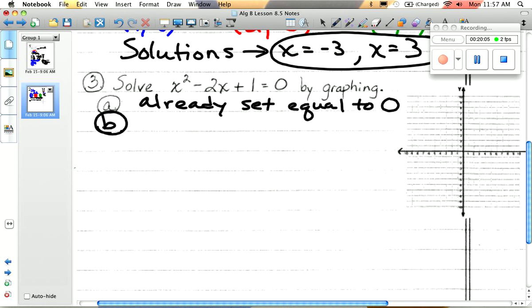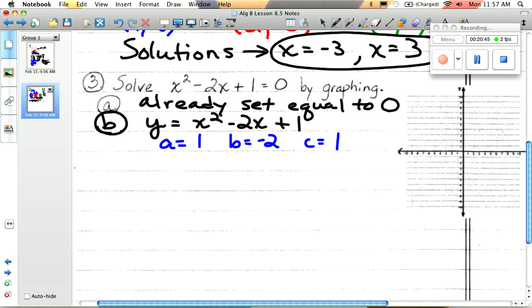Step B. What do we do in step B? That's where we put the... what replaces what? Y replaces 0. So y equals x squared minus 2x plus 1. In other words, we're going to get ready to graph it. So we need our A, B, and C. A equals 1, B equals -2, C equals 1.